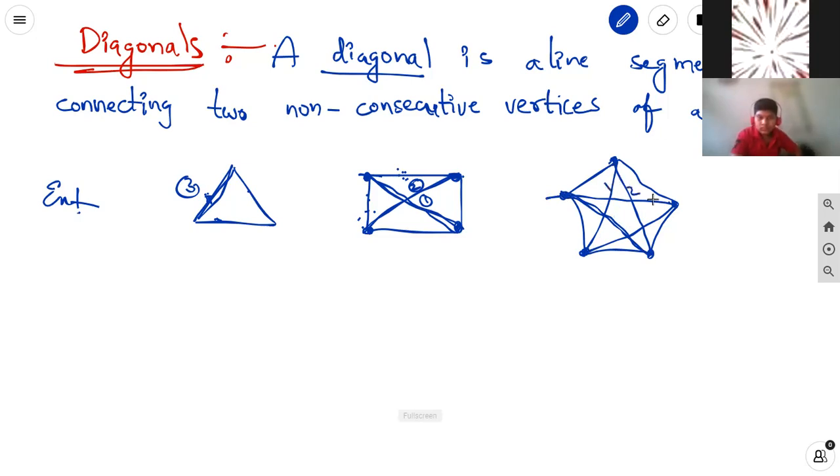How many? Here 1, 2, 3, 4, 5. 5 are there. Total 5 diagonals are there in the pentagon. In the quadrilateral 2 diagonals are there. The number of diagonals depends on the sides, how many non-consecutive vertices are there. Such number of diagonals we can draw from the vertex. Such line segments are called the diagonals.